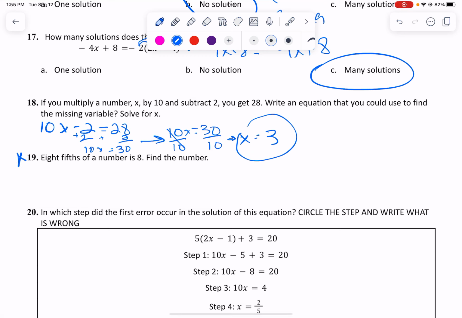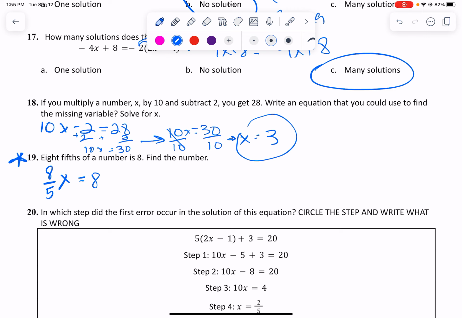Let's look at number 19. On your printed copy, it is 5/8. I have changed it to 8/5, so you'll get a little extra help. 8/5 of a number, so 8/5 times a number equals 8. So 8/5 of a number is 8.